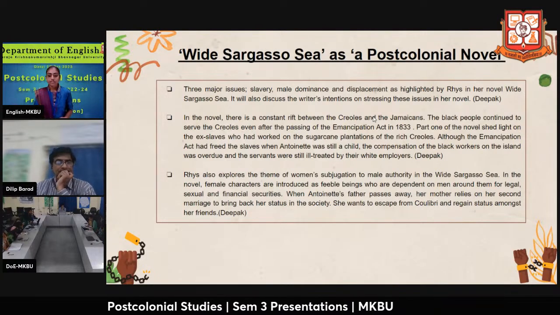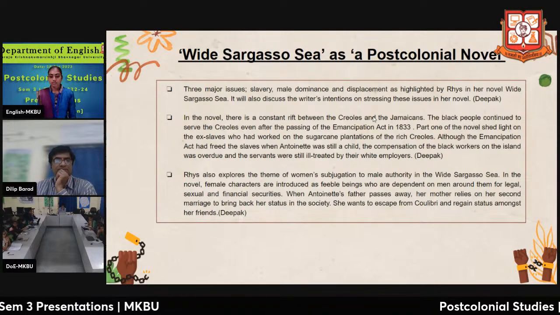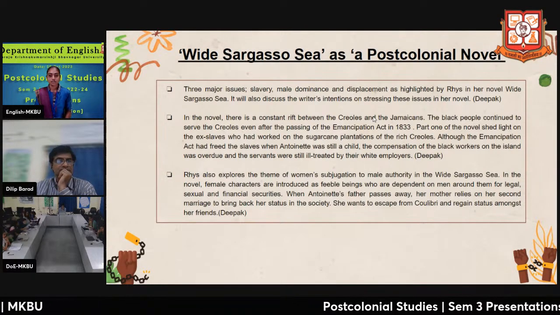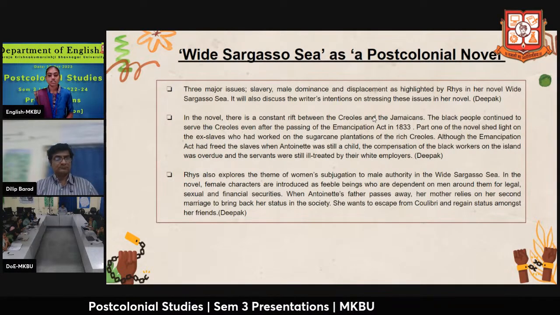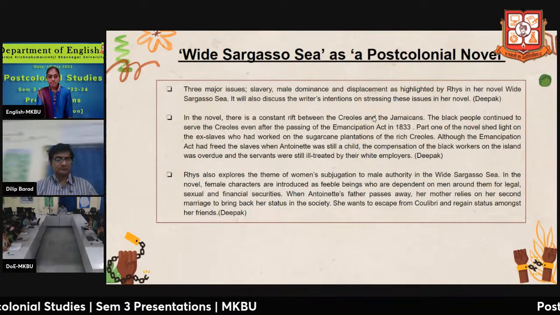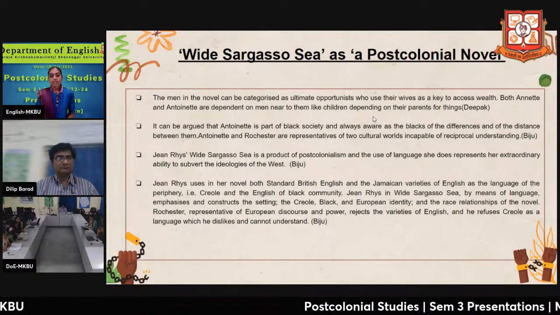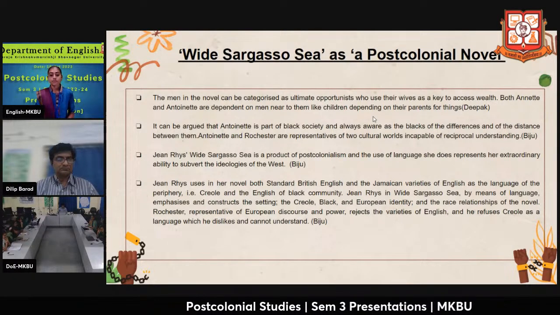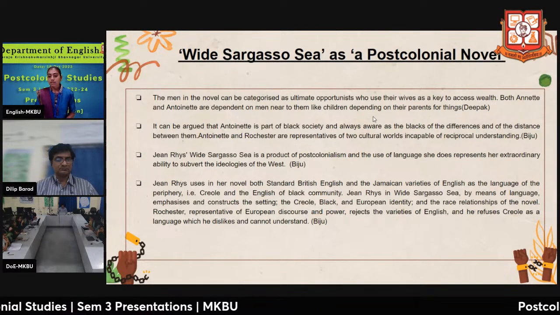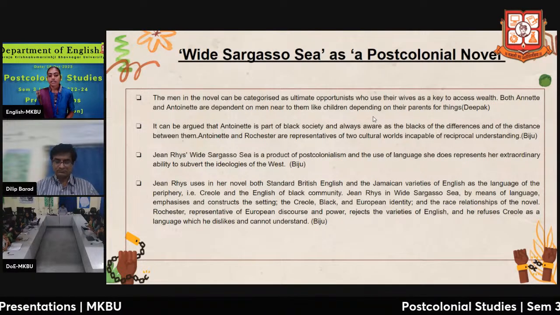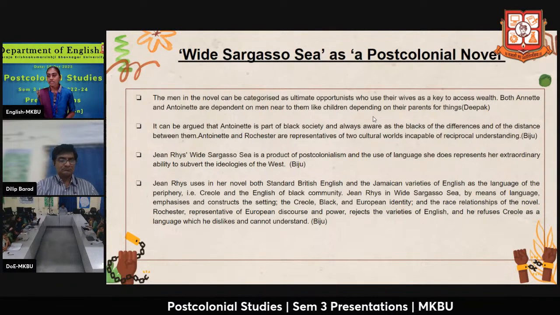When Antoinette's father dies, there we can see the male dominance. There we can see the status of woman. She does a second marriage instead of raising her child alone. The men in the novel can be categorized as ultimate opportunists who use their wives as a key to access wealth. Both Antoinette and her mother are dependent on the men near them, like children dependent on their parents.